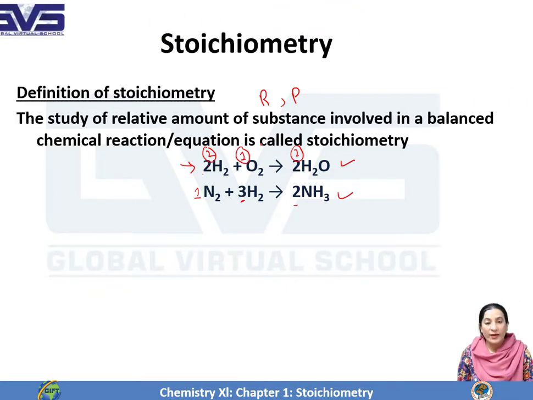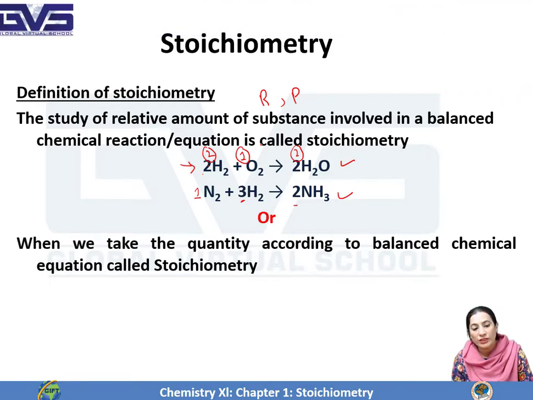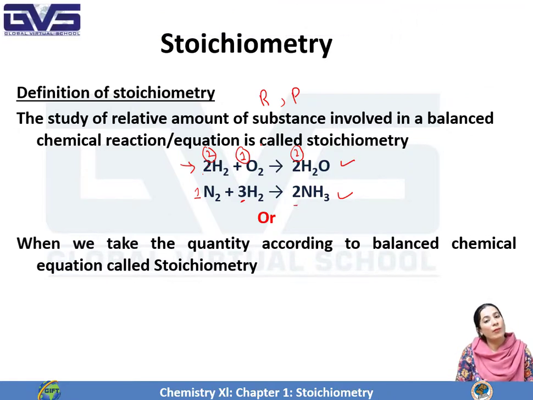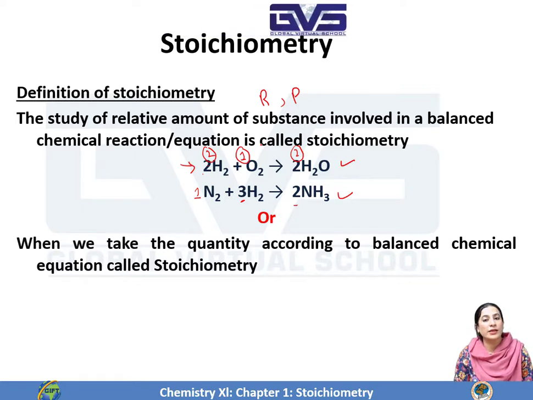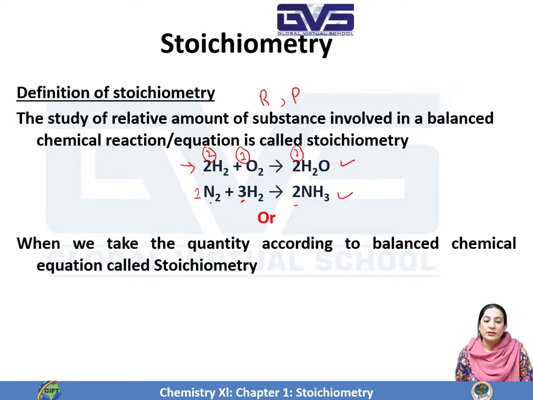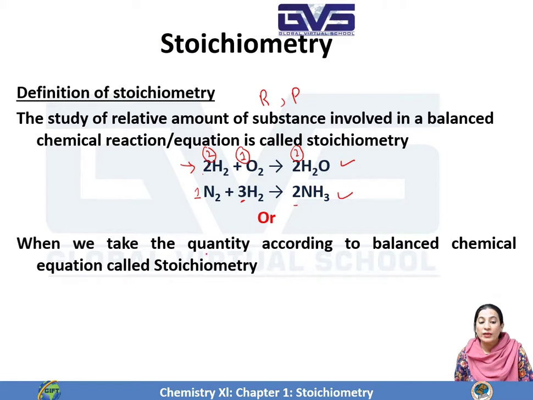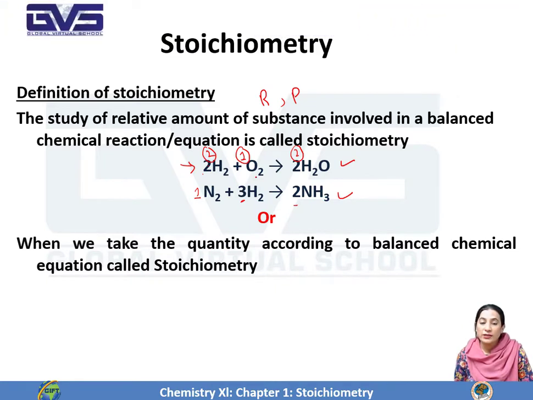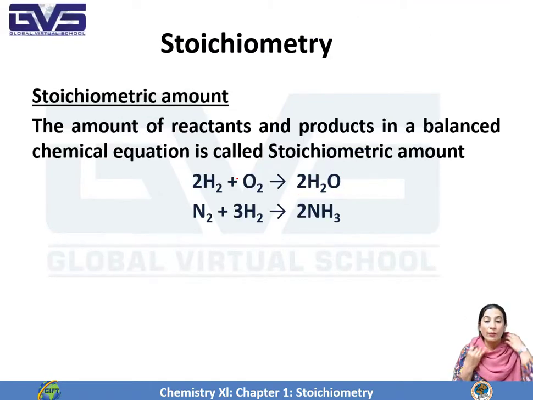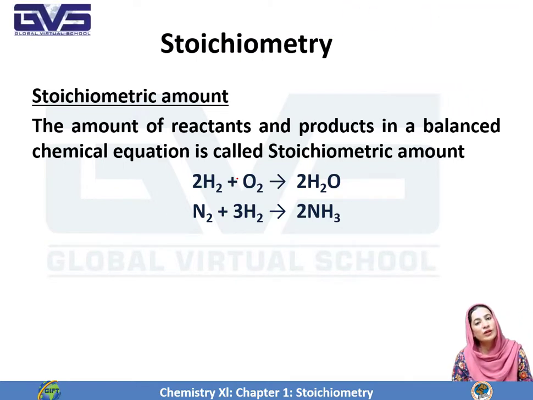Stoichiometry can also be defined as when we take the quantity according to the balanced chemical equation. So when you have a balanced chemical equation, the amounts that are taken according to the balanced chemical equation, this is stoichiometry. For example, 1 mole of nitrogen, 3 moles of hydrogen, 2 moles of ammonia, these quantities are according to the balanced chemical equation, and this study is called stoichiometry. And these amounts that are according to the balanced chemical equation will be called stoichiometric amounts.